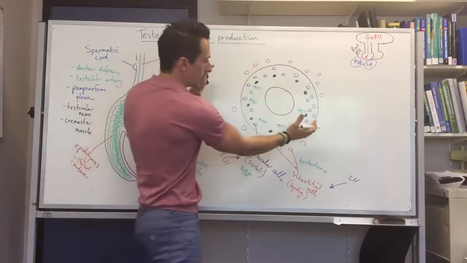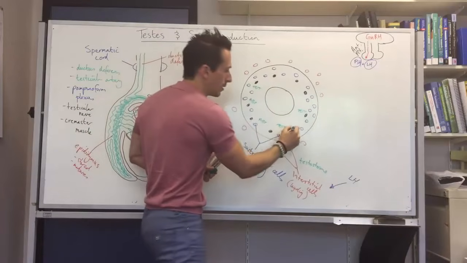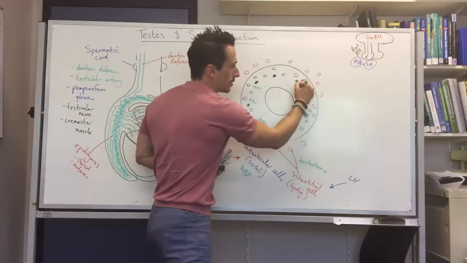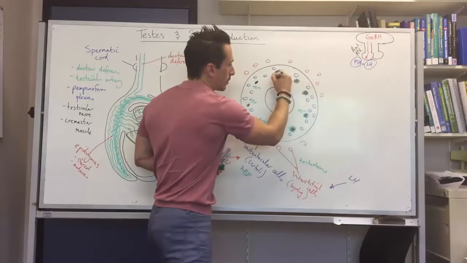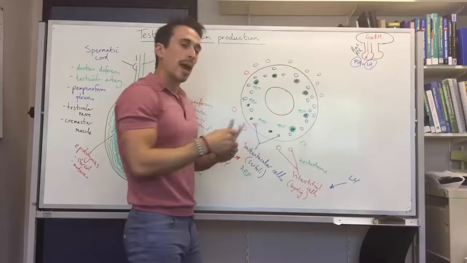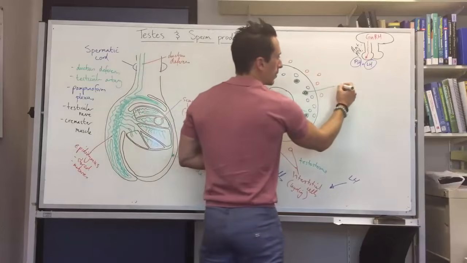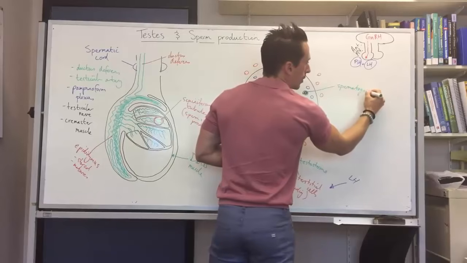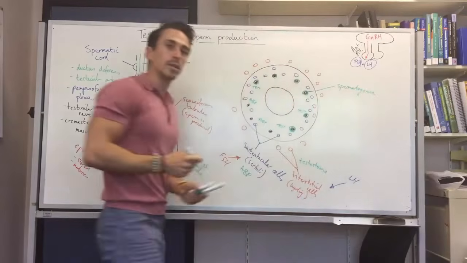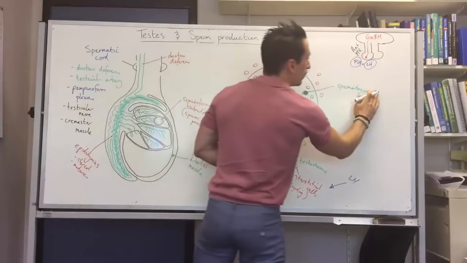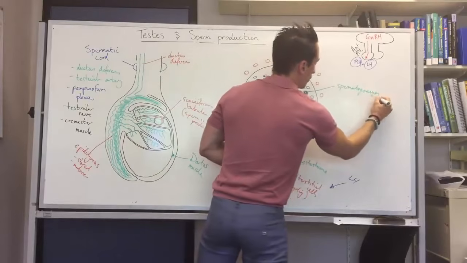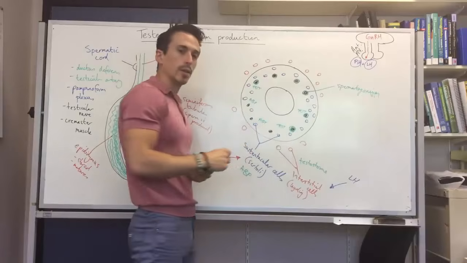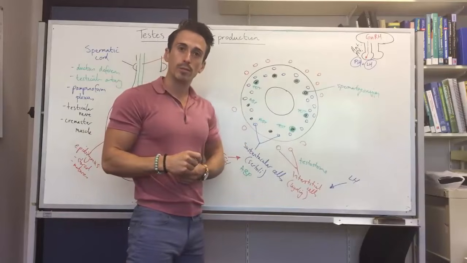Together, these two hormones stimulate these stem cells. The name of these stem cells is spermatogonia. Okay? Spermatogonia or spermatogonium. And together, ABP and testosterone stimulate these cells to start producing sperm.